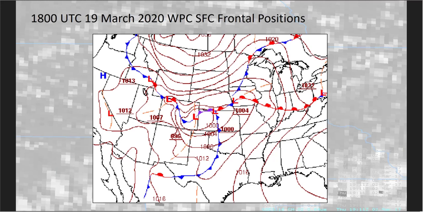So here is just a basic snapshot, WPC frontal position around 1 p.m. that particular day. You can see the front was well through our area here in western and north central Nebraska. But you can see evidence of the remaining stationary front in southeast Nebraska, hence the reason for the TOR outlook and the more severe weather outlook in the warm sector there and along the warm front. Again, western and north central Nebraska, which is our area, was well behind the front by that time.